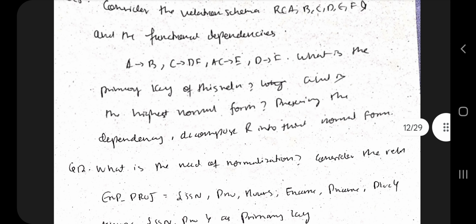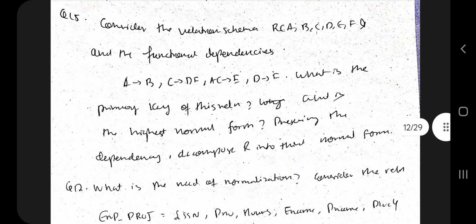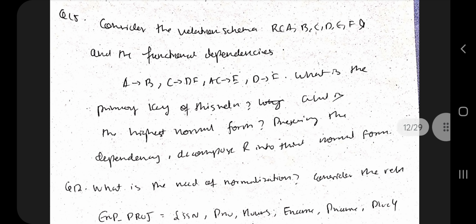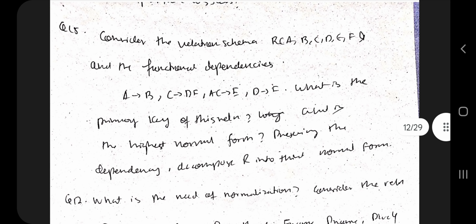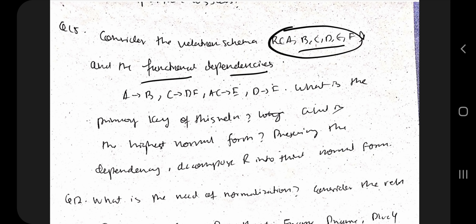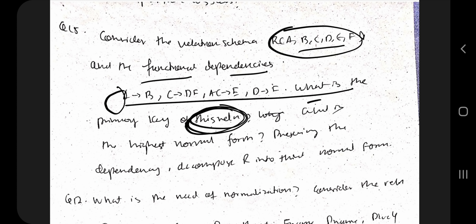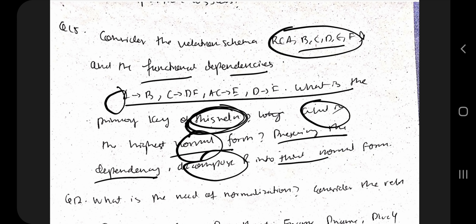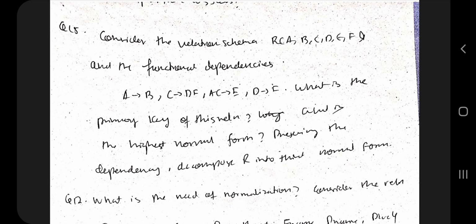And the next one is question number 15. Let's see what is the question number 15. Consider the relation schema R is equal to A, B, C, D, E, F. This is the relation given, and this is the functional dependencies. What is the primary key of this relation? That's the first question. What is the highest normal form? The second question. Preserving the dependency, decompose R into third normal form. The third question.